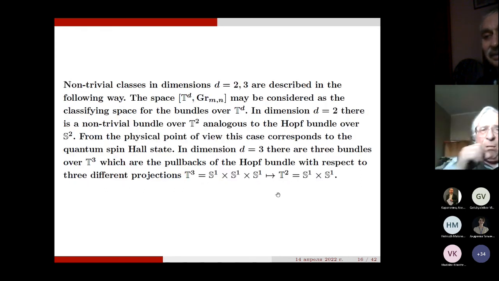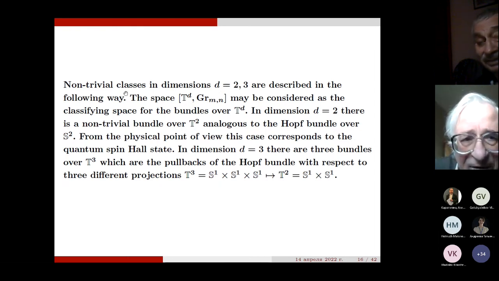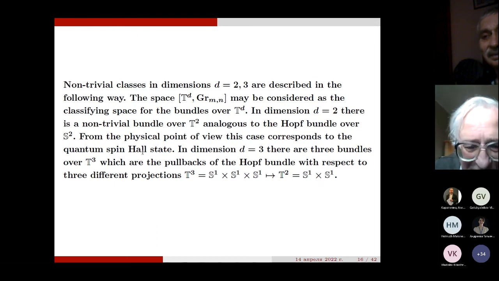So how to describe this in a more natural way? In fact, non-trivial classes in dimensions d equals 2 and 3, most interesting from a physical point of view, are described in the following way. Note that the space of these homotopy classes of maps from the torus to Grassmannian may be considered as the classifying space for the bundles over T^d. In dimension d equals 2, there is only one non-trivial bundle over T^2, which is analogous to the Hopf bundle over S^2. This is the bundle S^3 over S^2, the Hopf bundle. From the physical point of view, this case is very important, and it corresponds to the quantum spin Hall insulator, one of the most well-known non-trivial topological insulators.